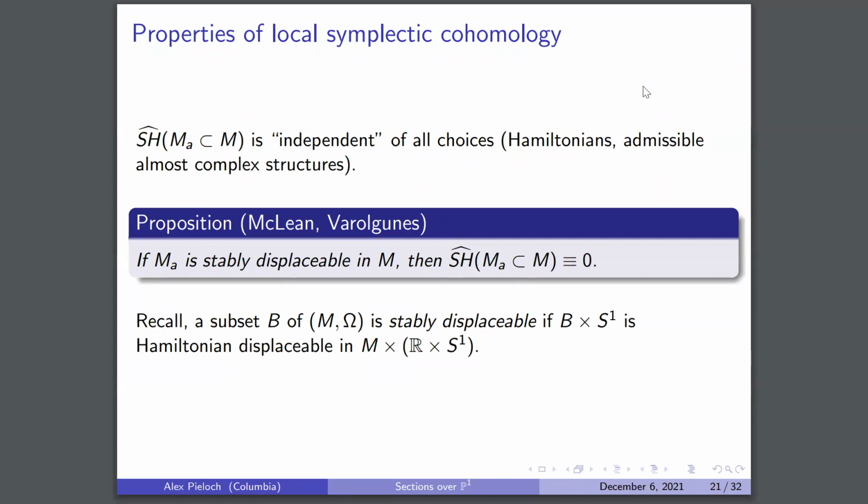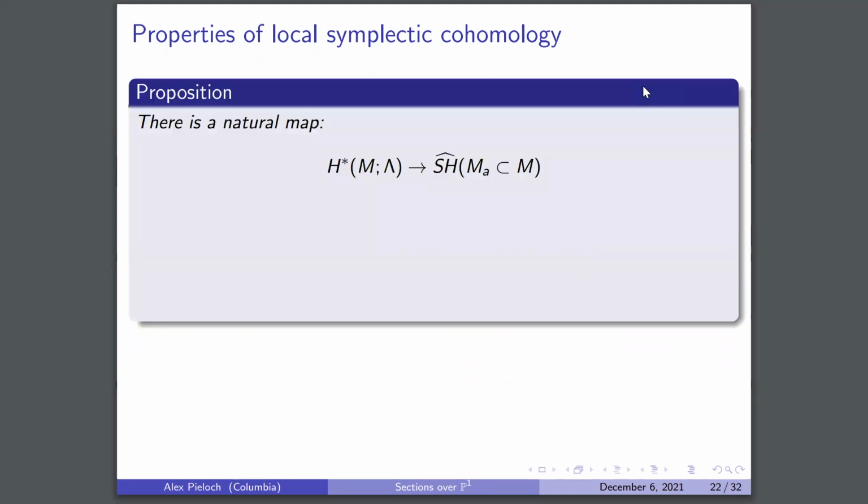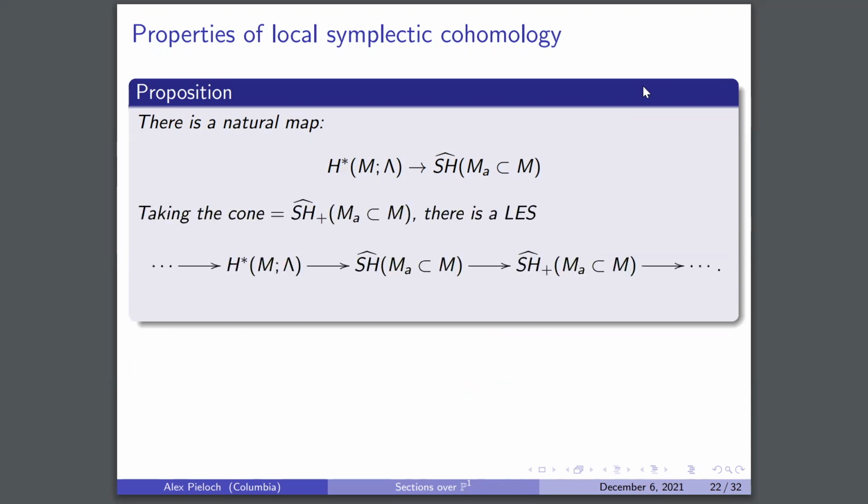Now, if you want to get it for stably displaceable, you use a Kuhn theorem. Okay, so the second property that uses the integrated maximum principle is an analogous property that arises with symplectic cohomology of Liouville domains. You can construct a natural inclusion that goes from the cohomology of M to the local symplectic cohomology of your compact subset inside of it. If you set SH plus hat to be the cone of this particular map, then you get a long exact sequence that relates the cohomology with this local symplectic cohomology.